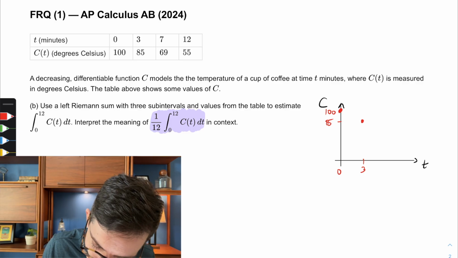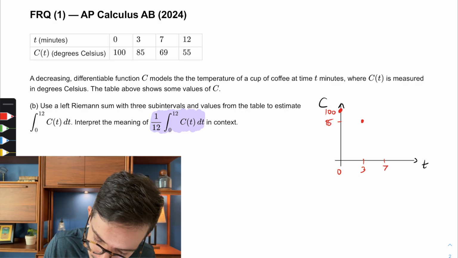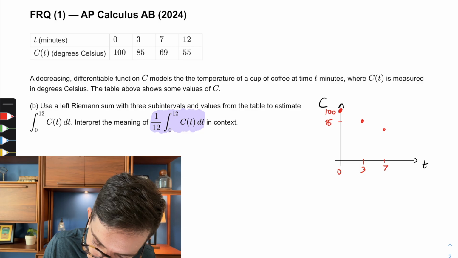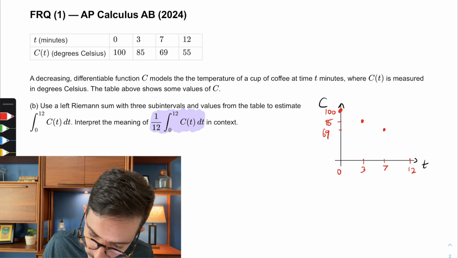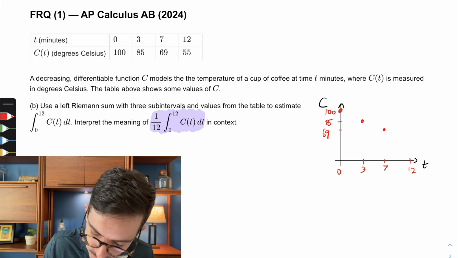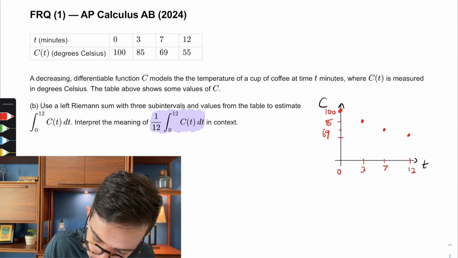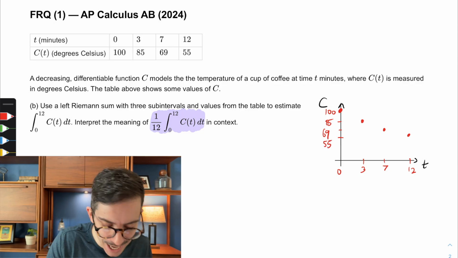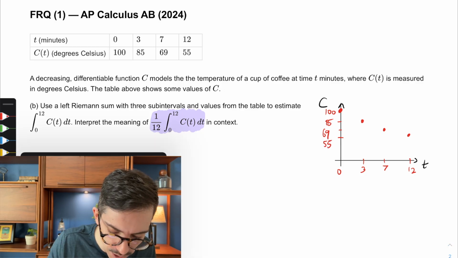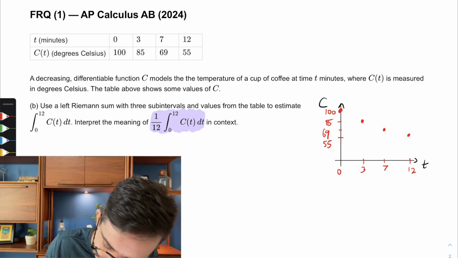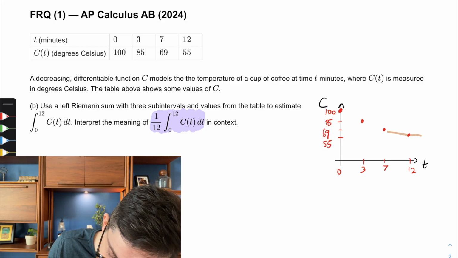At t equals 7, I have a point at 69 degrees. And then at t equals 12, I have 55. So again, I don't know exactly what this function is doing, what this graph looks like, but if I sort of make my best approximation, maybe it looks something like this.